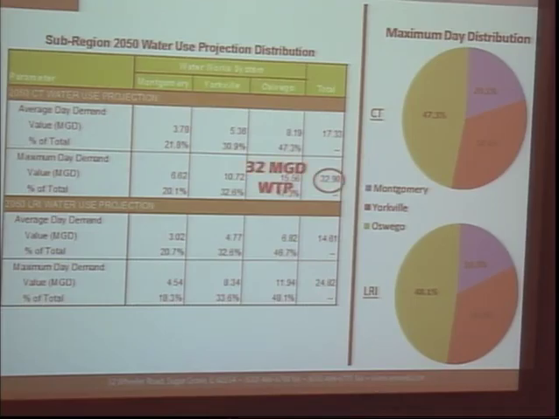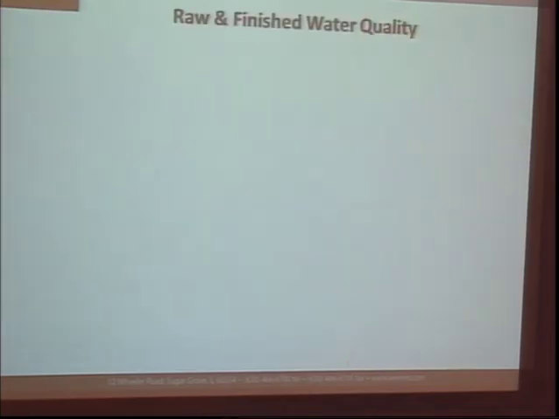Again, the maximum day demand sum total for current trends was just under 33 million gallons per day. We decided to set up a water treatment plant that would be 32. It's a good round number to work with for setting up a water treatment plant. Whereas for the LRI, it's just under 25. We chose 25 for that particular water treatment plant, which would be the source, obviously, to be able to get 25 MGD to the plant, and then the treatment to be able to treat it and ultimately distribute it.